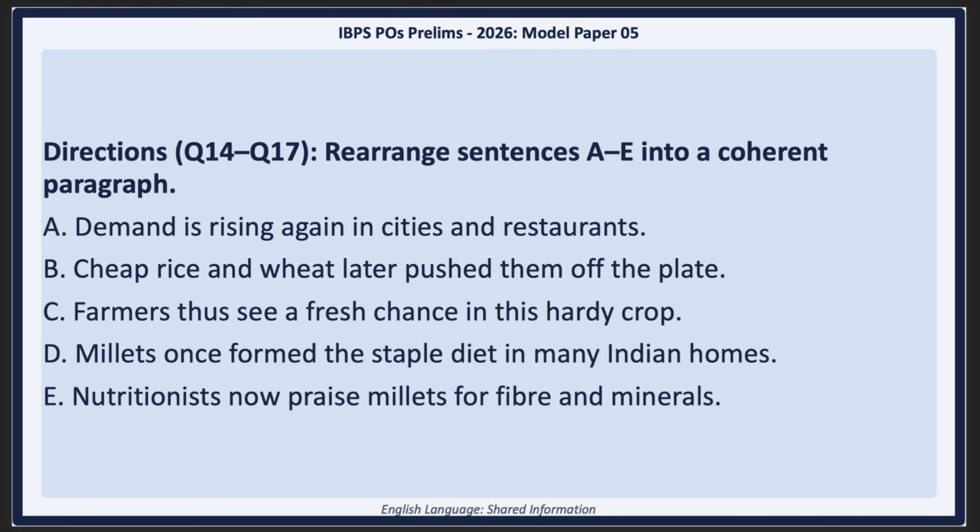You cannot just guess. So I approach this like directing a movie. We have 5 scenes. The first one has to establish the baseline, the status quo. Exactly. And sentence D, which states, millets once formed the staple diet in many Indian homes, provides that historical baseline. So D is the correct choice for the first sentence. Right. Question 15 asks for the second sentence.